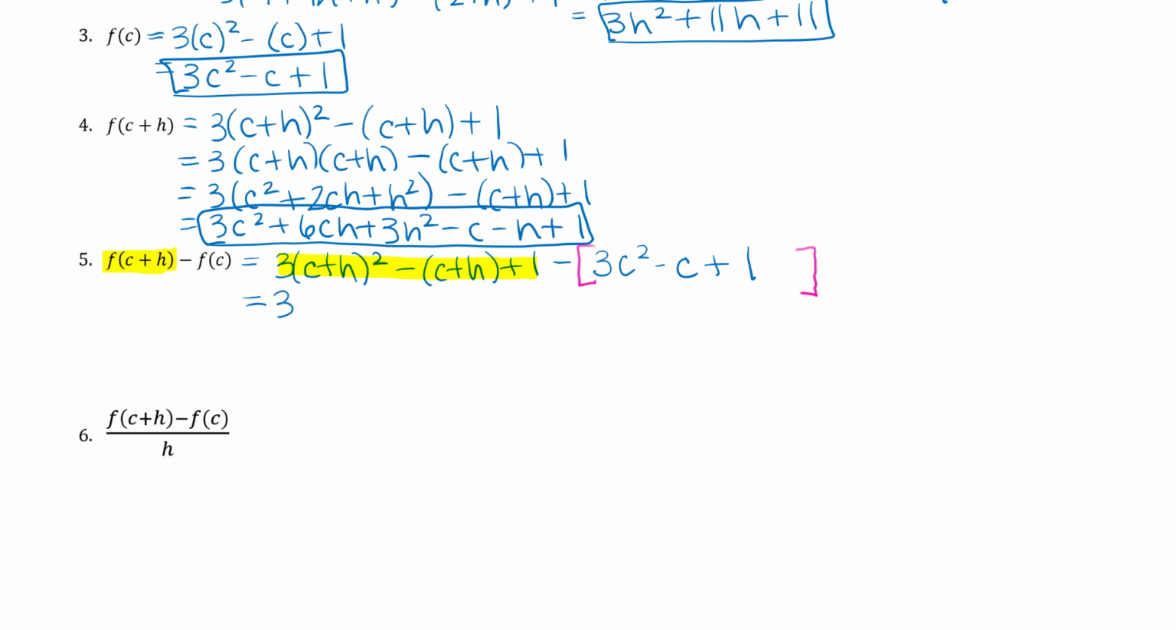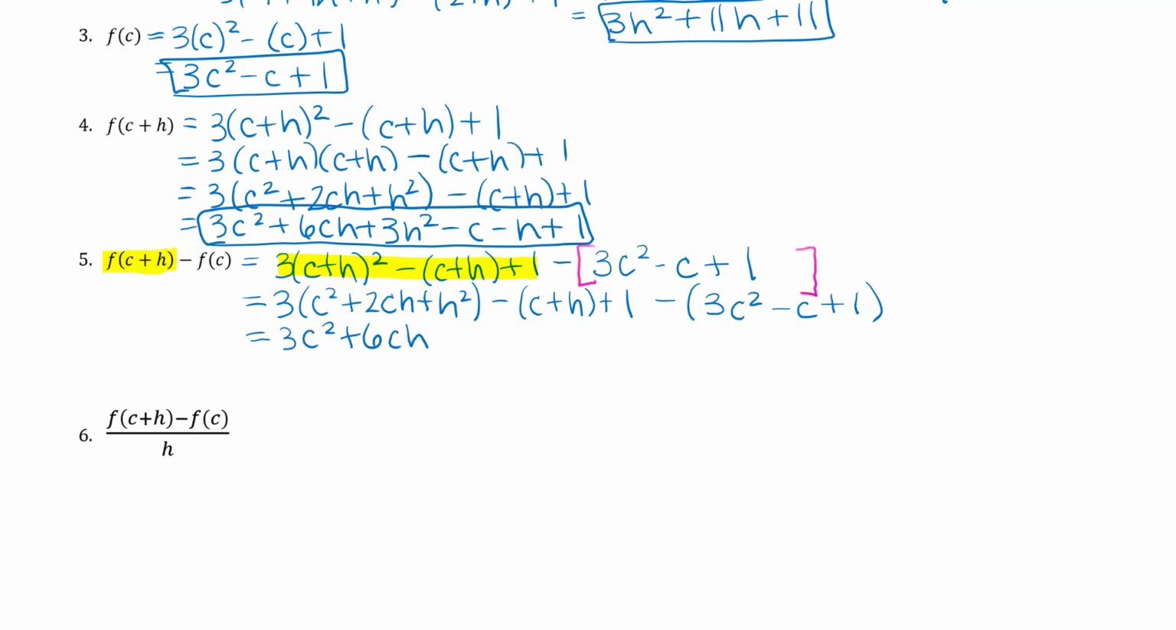Okay, and then remembering that c plus h, the quantity squared, means c plus h times itself, so you have to FOIL that out. So I'm just going to write what we got when we did that. And I'm going to wait and distribute through my minus sign on this next part here. I could go ahead and do that or just wait till the next step. I'm just going to do all my distributing at once. 3c squared plus 6ch plus 3h squared minus c minus h plus 1. And then when I distribute through my minus sign on this last one, that's going to change the signs on all of these terms that are inside there.